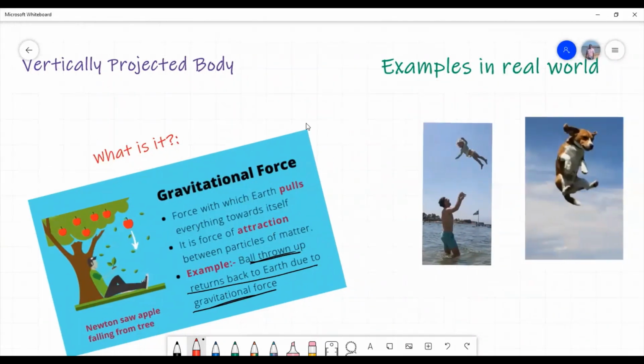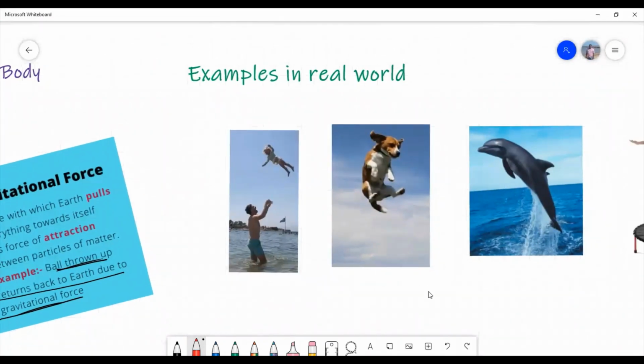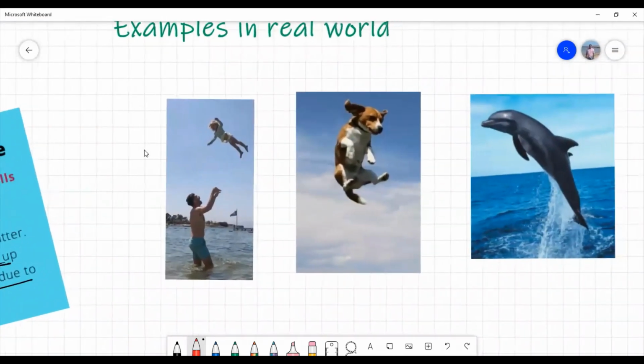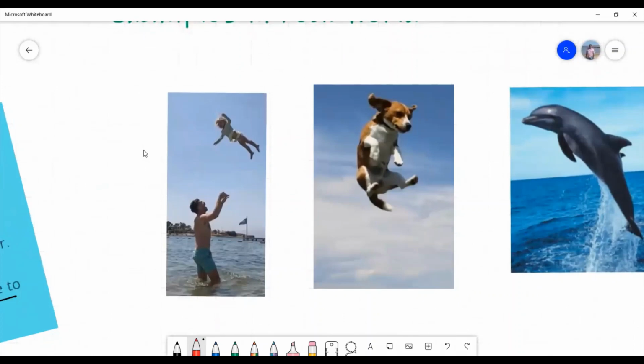Let's see some real-time examples, or examples in the real world. You might have seen many adults throwing their kids just for fun's sake. They'll throw the kids and they're very sure they know that these kids will come down.